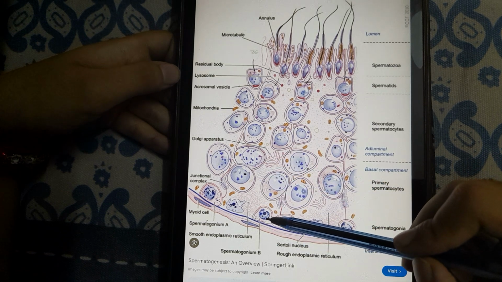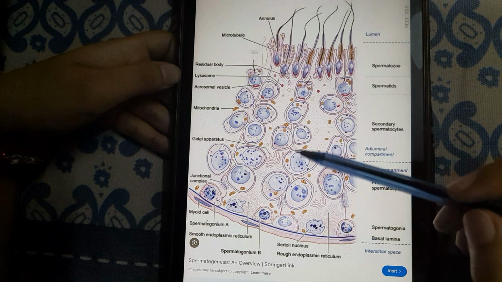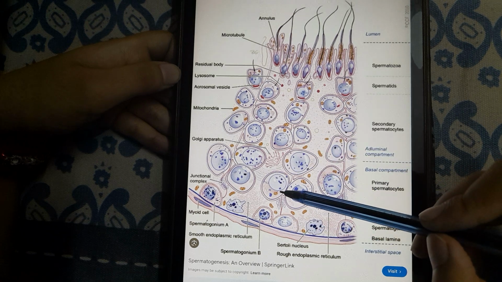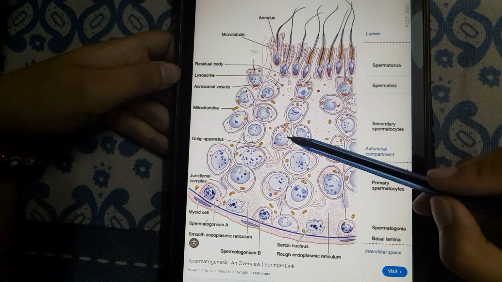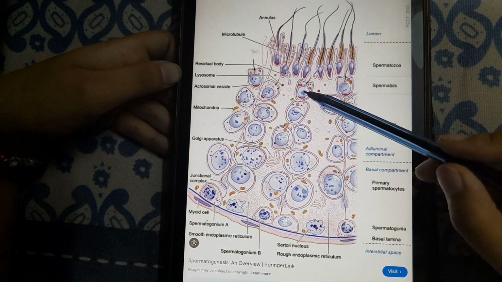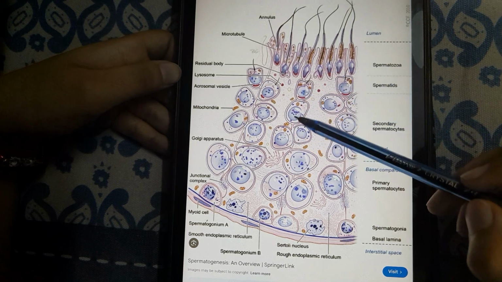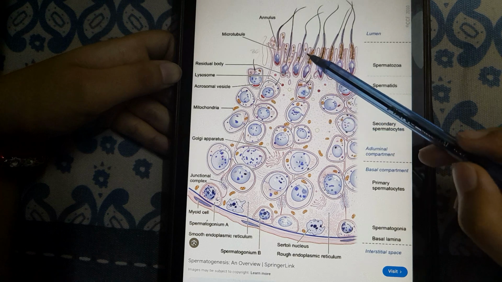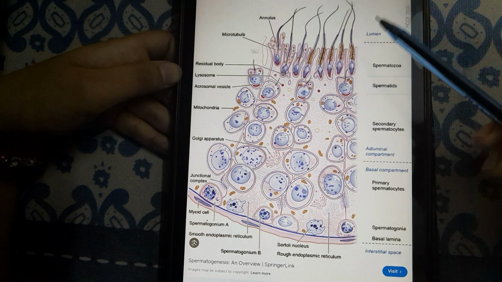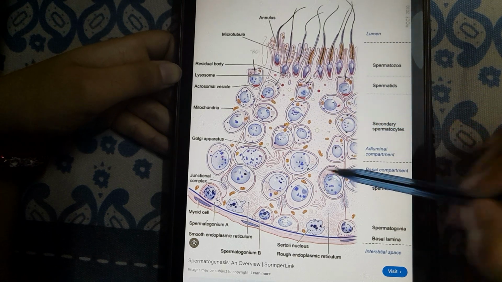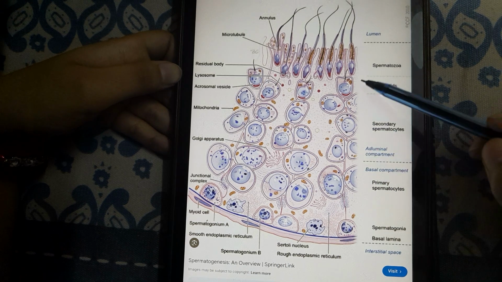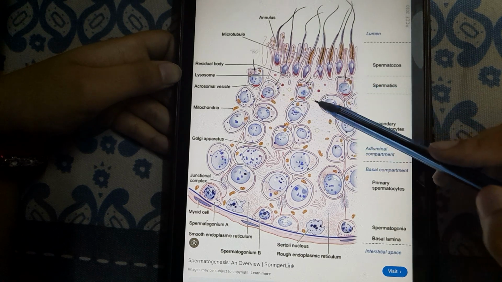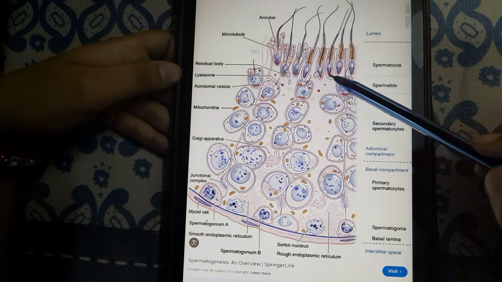The type B spermatogonium is then converted into the primary spermatocyte. The primary is then converted into the secondary spermatocyte. The secondary spermatocyte then gives rise to the spermatids, which are 4 in number, and the spermatids are then converted into the mature sperms. So this is the whole process. The primary spermatocytes are over here, the secondary spermatocytes are over here, the spermatids are over here, and this is the spermatozoa or the mature sperms.